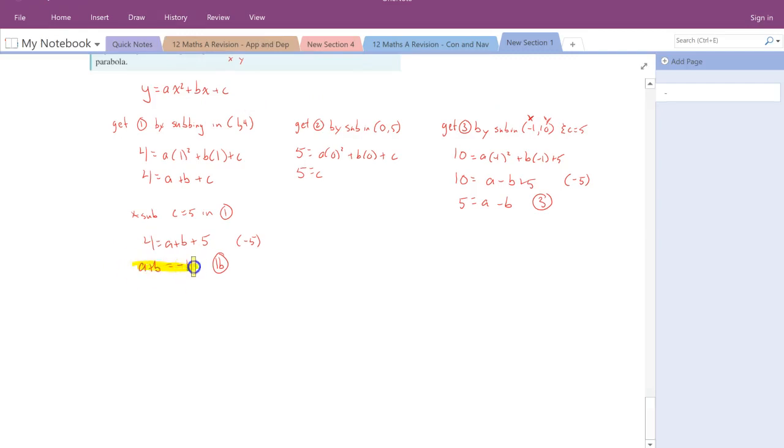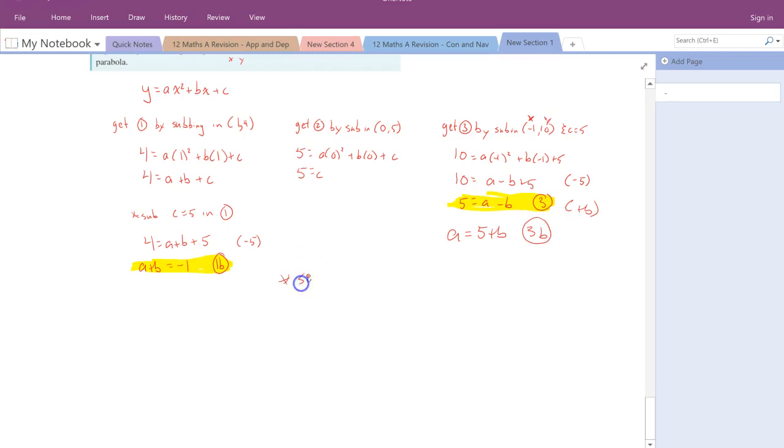Now notice, guys, I now have 2 equations with 2 unknowns. I've got this equation and I've got this equation. There are different ways to solve this. Generally I tend to do substitution, but you could do elimination here, which is fine. So I'm going to rearrange this and add b to both sides. So a equals 5 plus b, and I'm going to call that 3b.